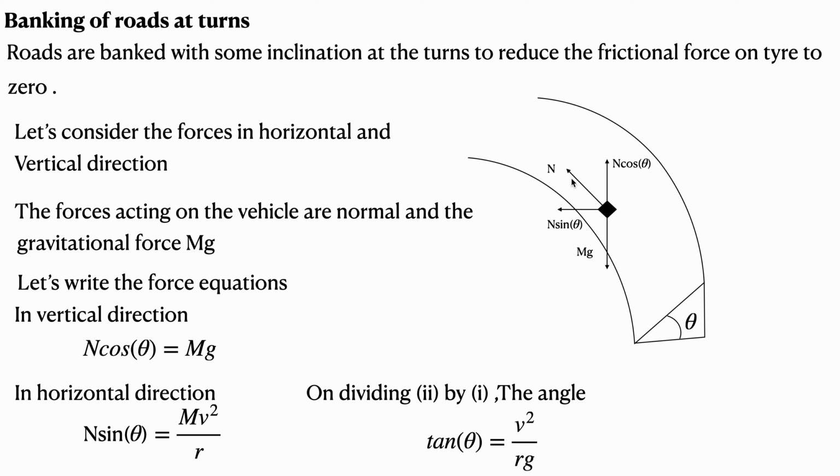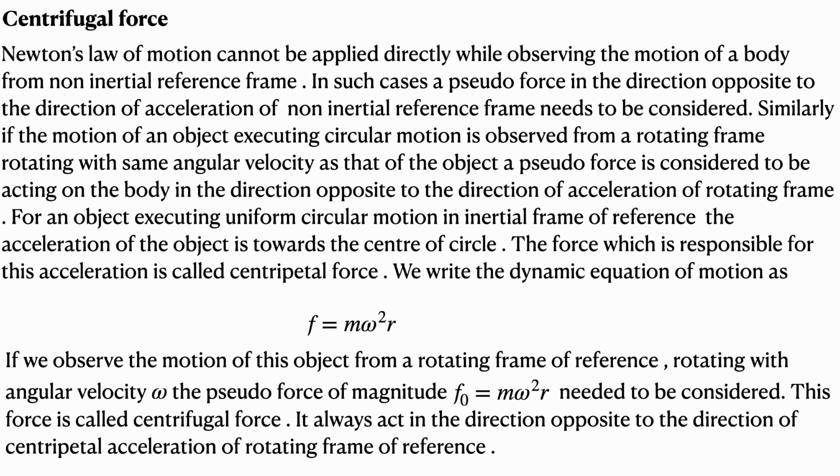For this we resolve the normal force in the vertically upward and towards the center directions. The vertically upward component will be N cos theta, and towards the center direction N sin theta. So we can equate N cos theta to mg, and in the horizontal direction N sin theta equals mv square divided by the radius of the circle. If we divide equation 2 by equation 1, we get tan theta, which is the inclination of the road, equals v square divided by rg.